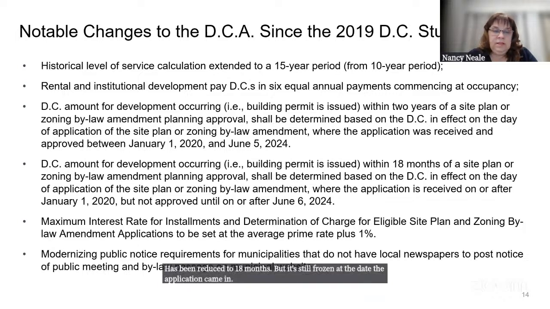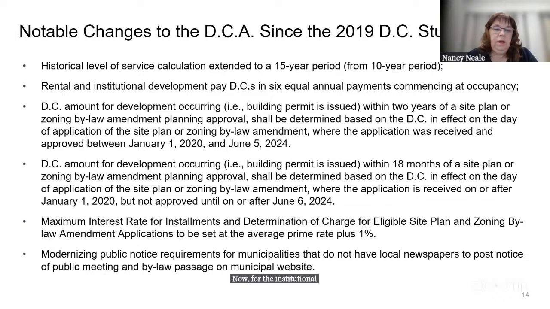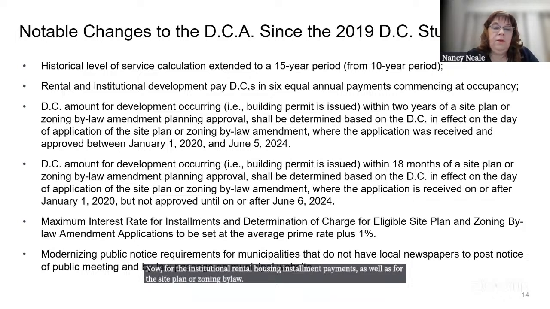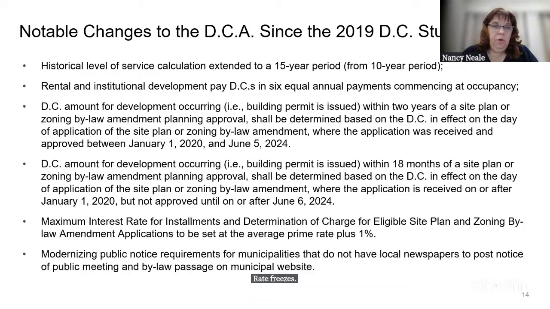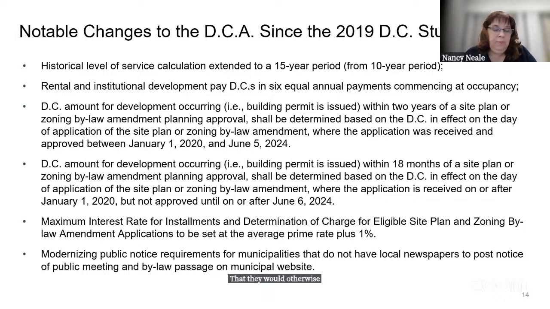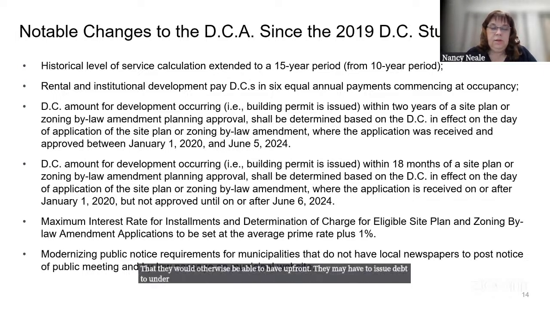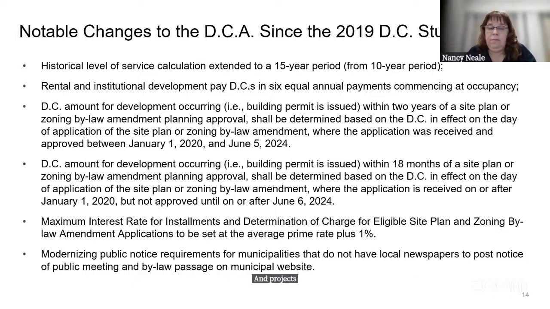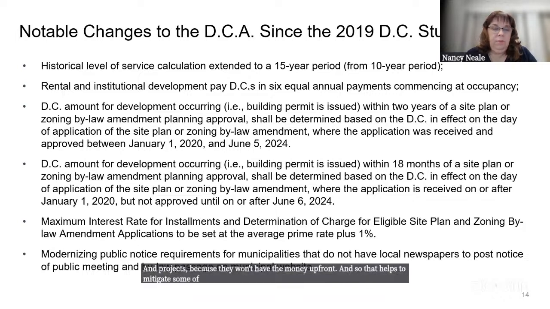Now, for the institutional rental housing installment payments, as well as for the site plan or zoning bylaw rate freezes, the city can impose a maximum interest rate on those to help recover some of the costs that they would otherwise have upfront. They may have to issue debt to undertake some of the costs and projects because they won't have the money up front. And so that helps to mitigate some of the lost revenue that they would receive up front and be able to invest otherwise.